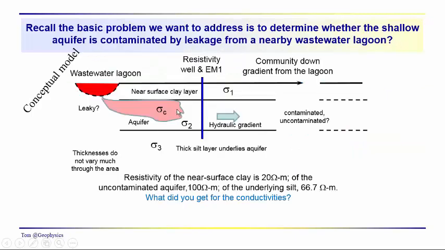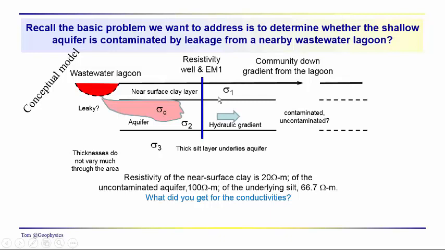So we have a lot of background data on the site, and we know from the geologist that we have a near surface layer. We have a well with a resistivity log, so we know what the background resistivities are in this particular area where the well was placed. No contamination was encountered, so we have basically the background resistivity of the uncontaminated aquifer.